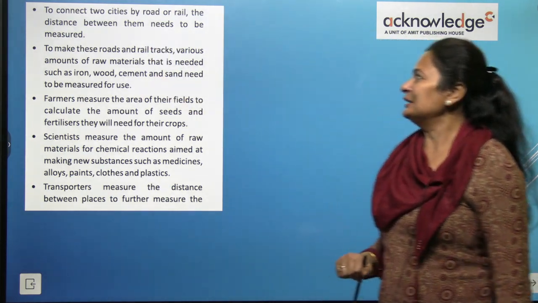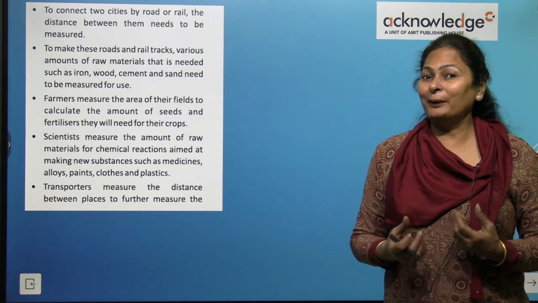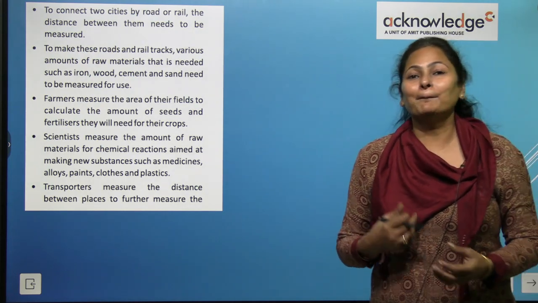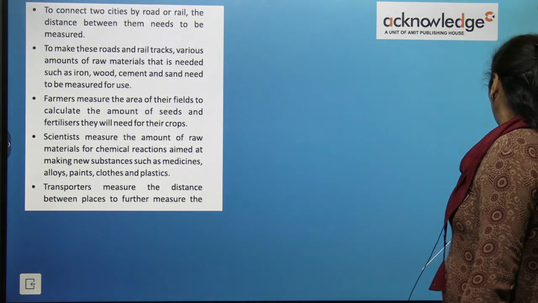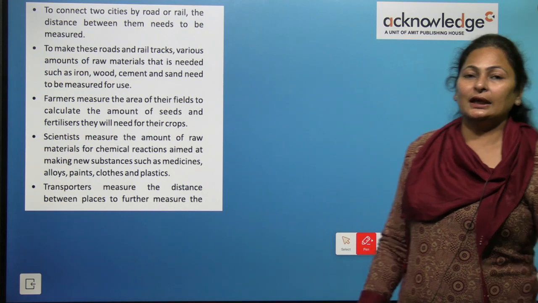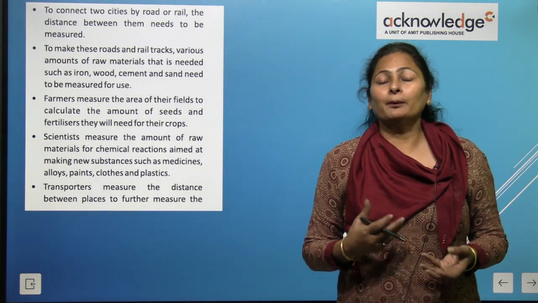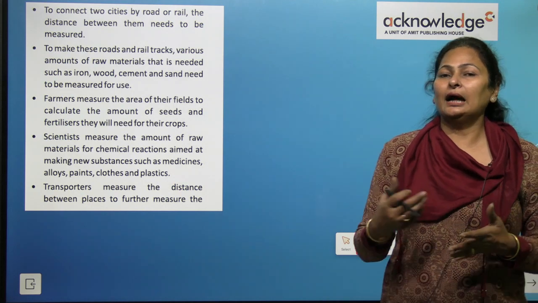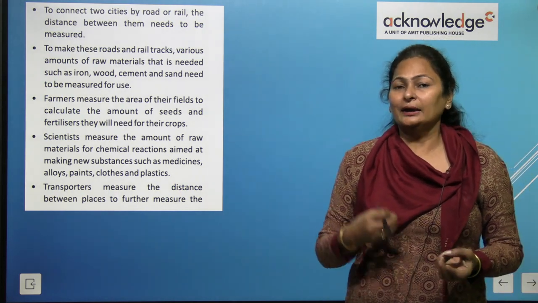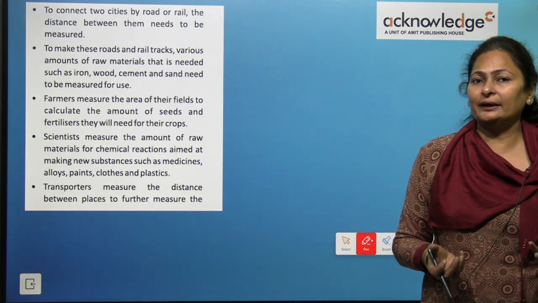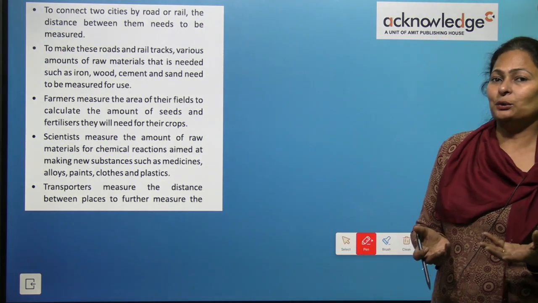To connect two cities by road or by rail, the distance between them needs to be measured. If you are moving from Delhi to Mumbai, how much time will it take? How will you calculate or measure it? You should know the distance between Delhi and Mumbai, right? And how do we calculate? There must be some unit to calculate it, right?